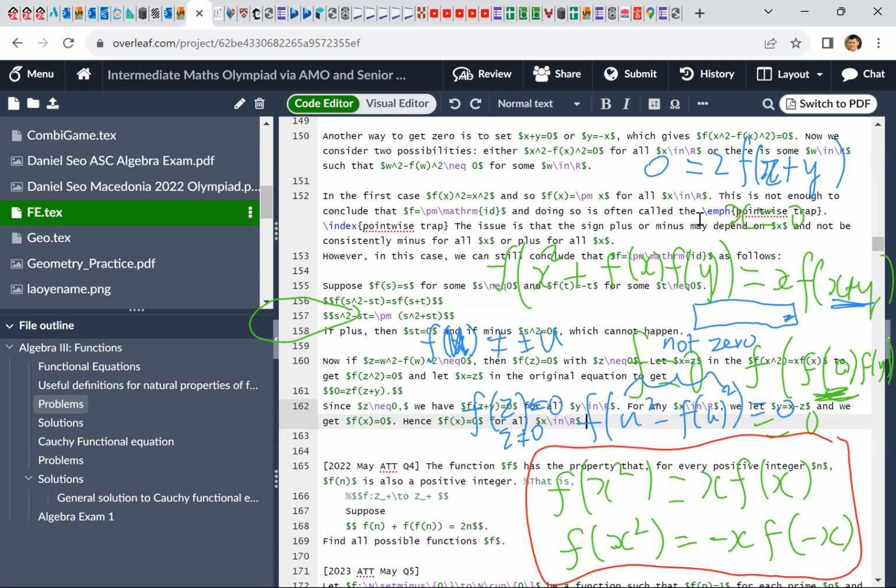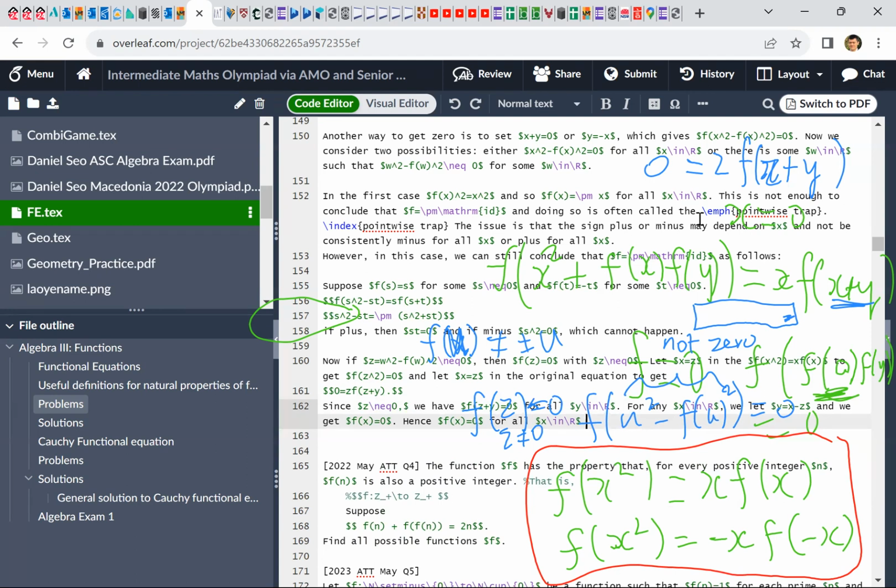Do you want to know how I did it without using the odd thing? I don't understand what you mean by the odd thing now. You just mean f of x squared equals x f of x? No, without using f of minus x equals minus f of x. Well, where did you use that anyway? We use that to get f of x squared equals x squared in the first case.